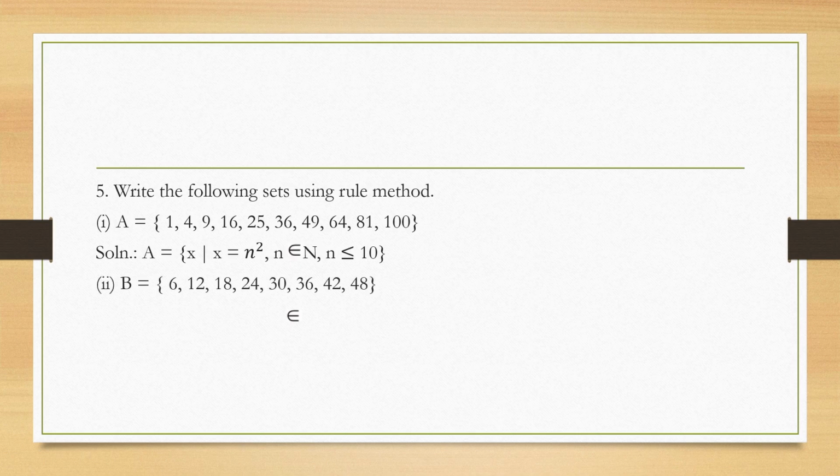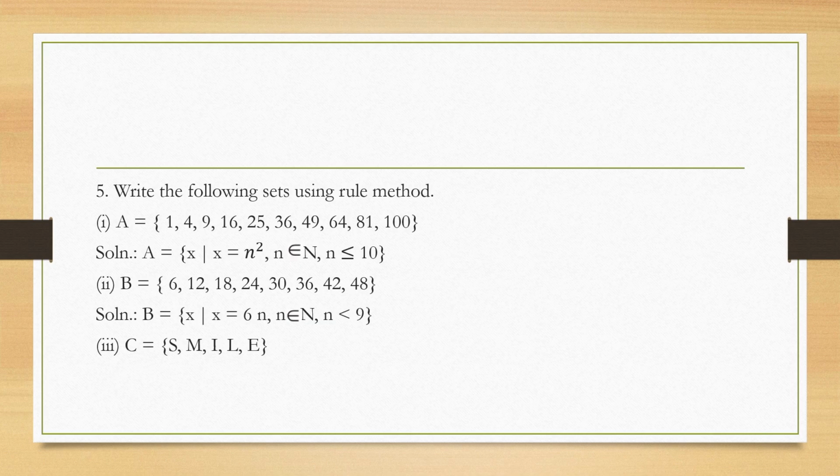Second, B is equal to curly bracket open 6, 12, 18, 24, 30, 36, 42, 48, curly bracket close. As you can see, these are the multiples of 6. Now, how will we write in the rule method? B is equal to curly bracket open x such that x is equal to 6 multiplied by n, or 6n, n belongs to the set of natural numbers and n is smaller than 9, means till 9 multiples it is there, but we do not write the ninth.